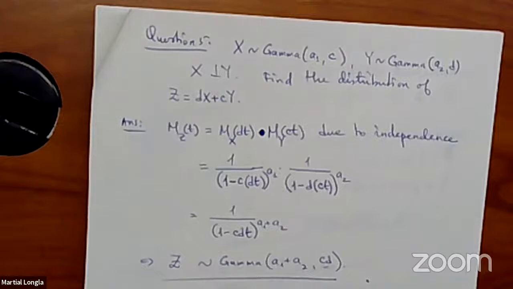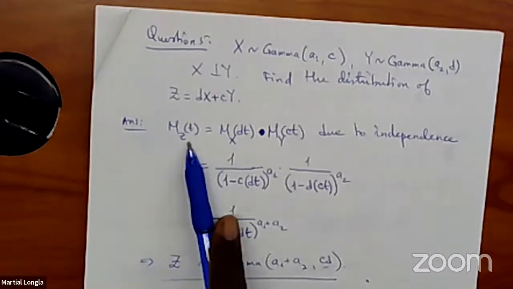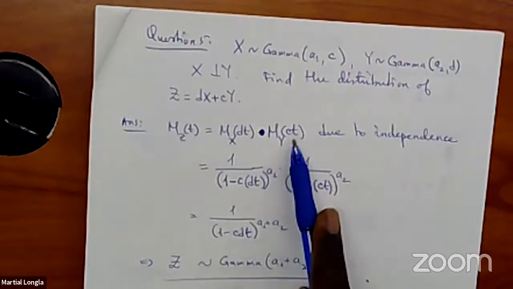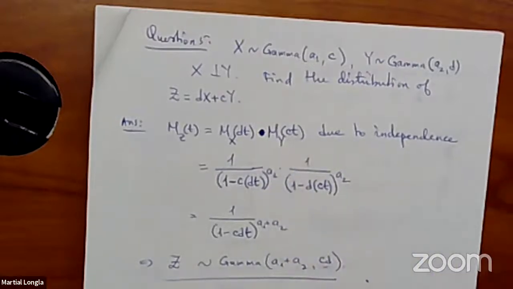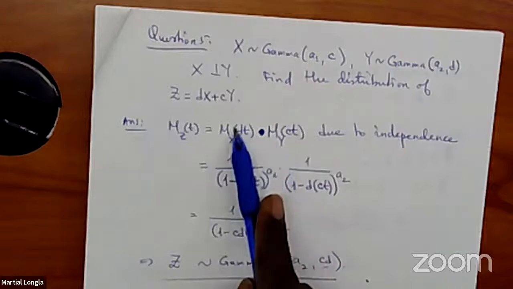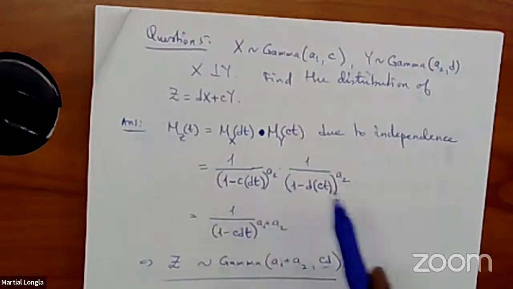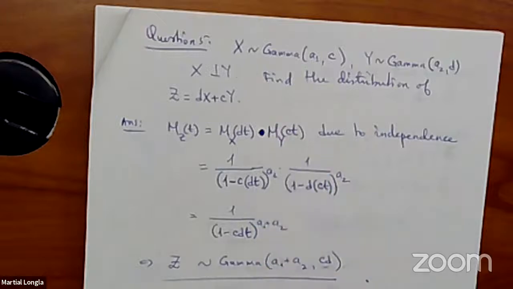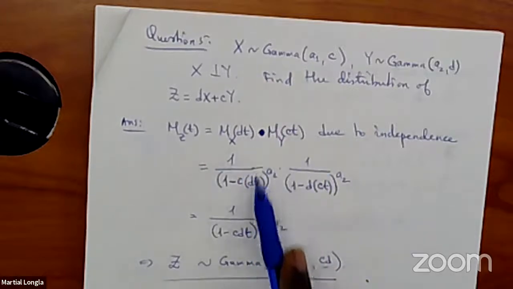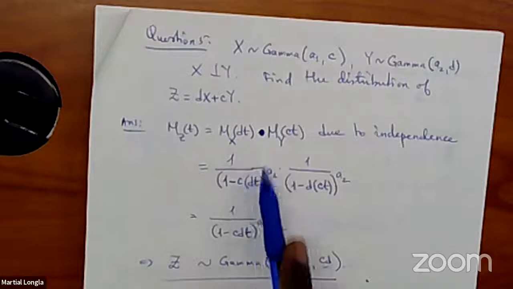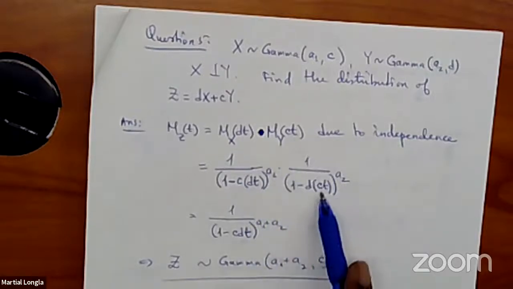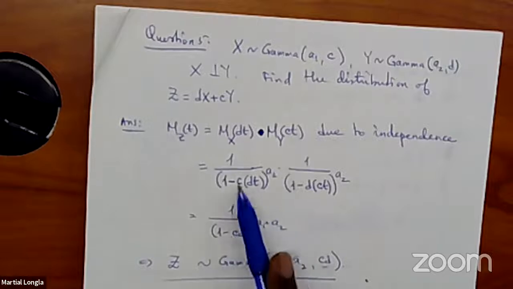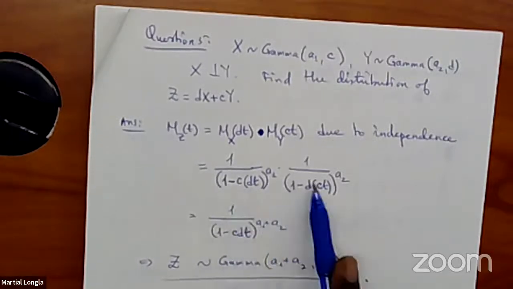How do you do that? The moment generating function is equal to mx of dt times my of ct because they are independent. And then you know the formula of m was on your formula sheet, so you plug them in. Some people when doing this forgot that plugging in here, you're plugging in dt, not t. Plugging in ct, not c. When you plug that in and you compute, you can see it's c dt, so it's the same thing here.